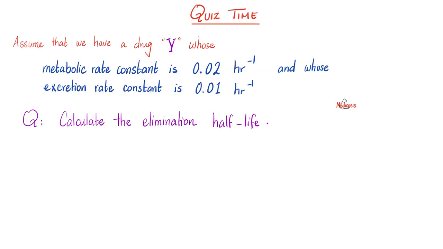That's your half-life, aka elimination half-life, which is the time needed to lose half of the original amount of the drug. Another quiz time. Assume that we have a drug, let's call it Y, whose metabolic rate constant is 0.02 and whose excretion rate constant is 0.01. Please calculate the half-life.